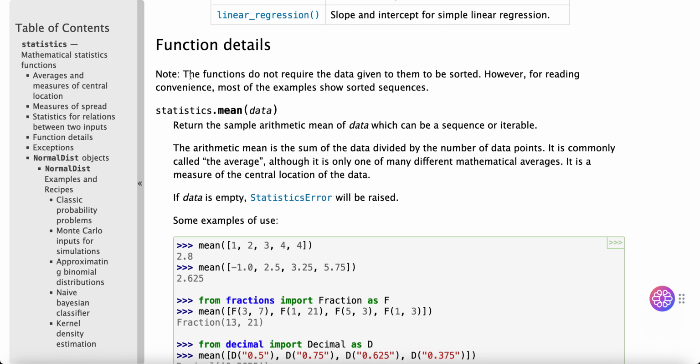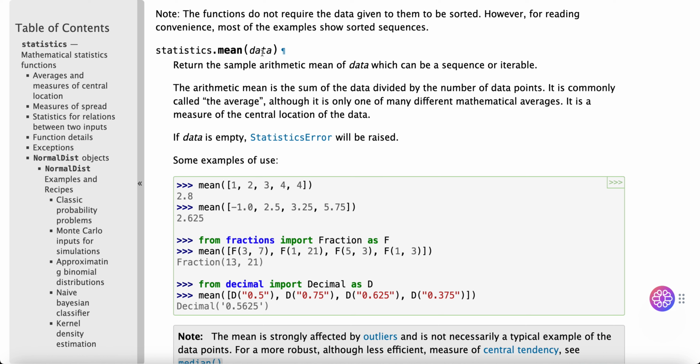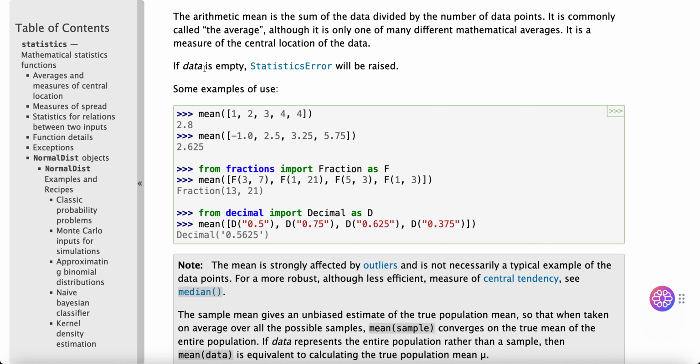Function details. Note: the functions do not require the data given to them to be sorted. However, for reading convenience, most of the examples show sorted sequences. statistics.mean(data) returns the sample arithmetic mean of data, which can be a sequence or iterable. The arithmetic mean is the sum of the data divided by the number of data points. It is commonly called the average, although it is only one of many different mathematical averages. It is a measure of the central location of the data. If data is empty, StatisticsError will be raised.